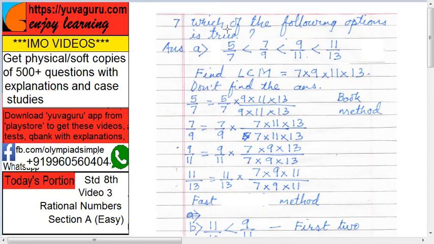Which of the following options is true? Now there are 4 options. I'll show one by one each. A is this: 5 by 7 is less than 7 by 9 is less than 9 by 11 is less than 11 by 13. You have to find out whether this is true or false.